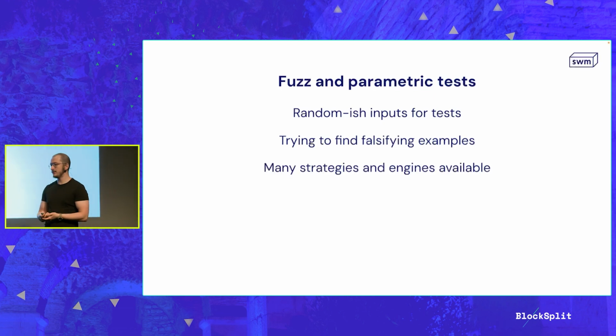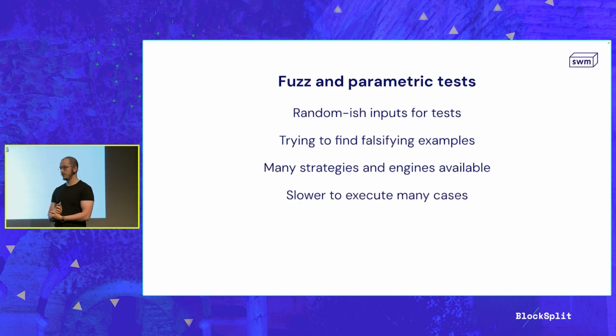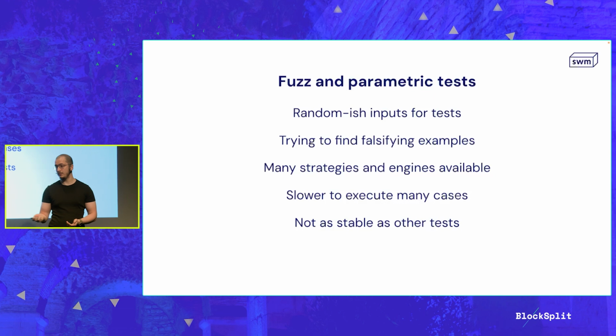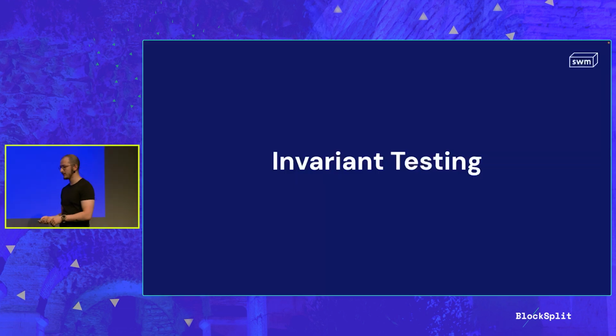And there are many strategies and engines available around, depending on what tool you're using for fuzzing. They're usually slower to execute because you're running many test cases, and you want to make sure that you're running them on the right ones, where you need the most coverage of the parameters. And thus, they are not as stable as other tests because of the randomness, and because the fuzzing engines sometimes can be non-deterministic.